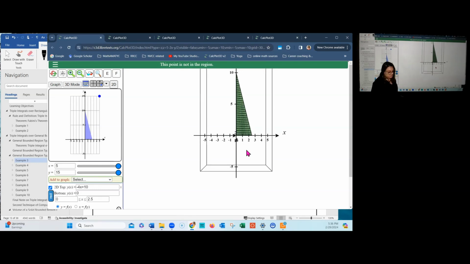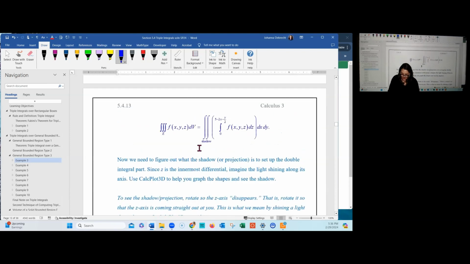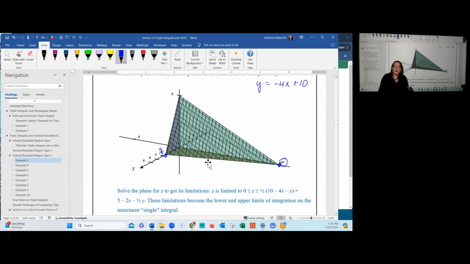So when we're looking at this, you can see that I've got the line y equals negative 4x plus 10, and it's hitting the x-axis at 5/2 and the y-axis at 10. So this is my region D. This is the widest part of that plane casting a shadow. This is the shadow that it casts.